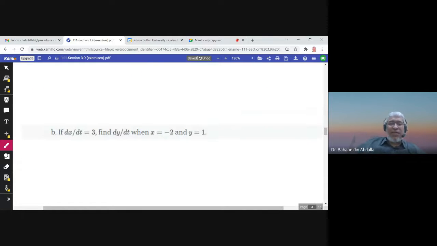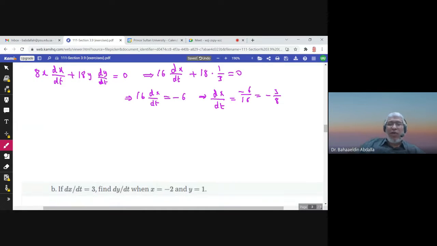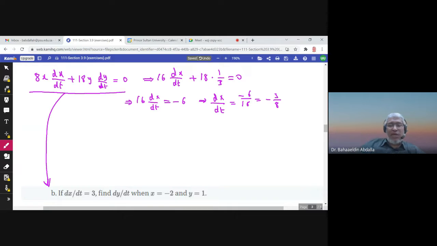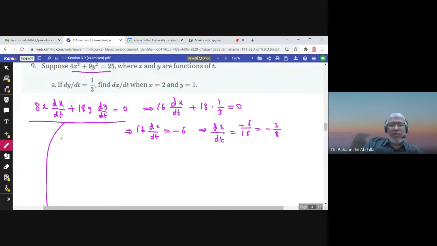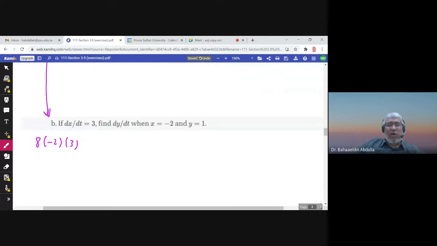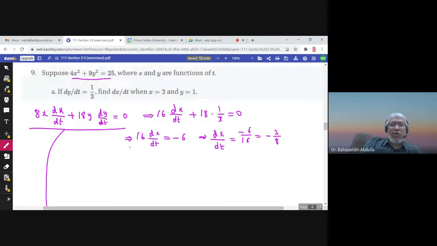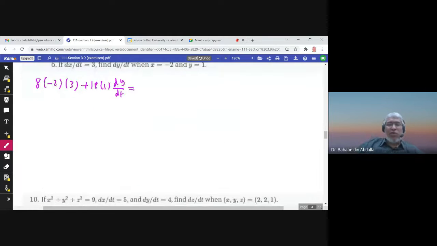If dx by dt is 3, find dy by dt when x is negative 2 and y is 1. So we have the same equation. This equation is still valid. But dx by dt is 3 and x is negative 2. So I have 8 times negative 2 times 3, plus 18 times y, which is again 1, times dy by dt, which is this time unknown, equals 0.